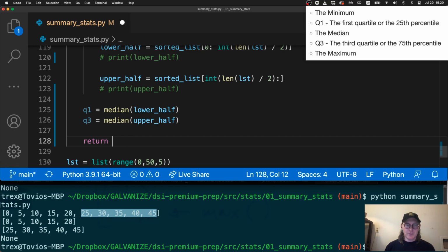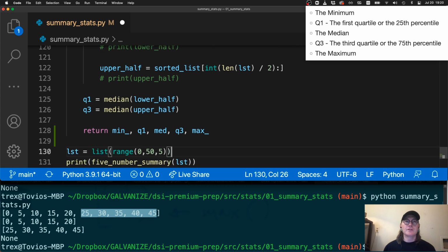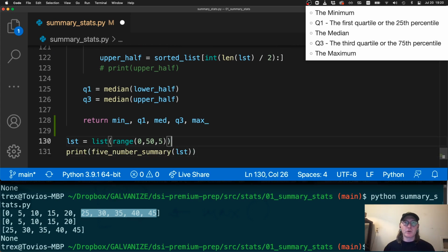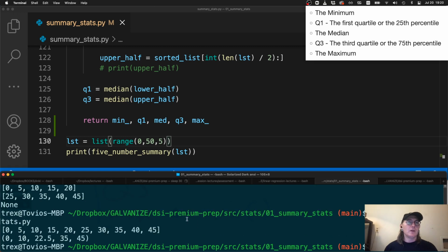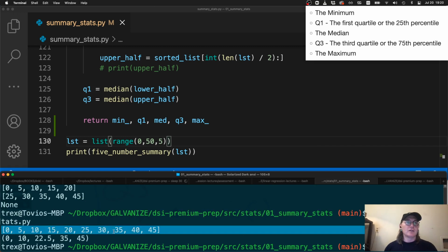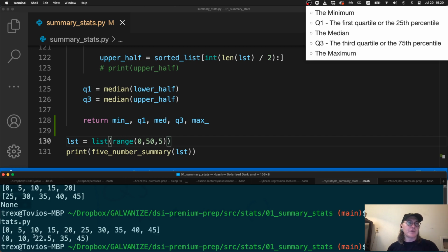So here's our min, here's Q1, we've got our median, Q3, we have the maximum. So the assumption is that this is going to work. Let's find out if it does in fact work. I'm still printing the entire list in order, but I think this makes sense, right?